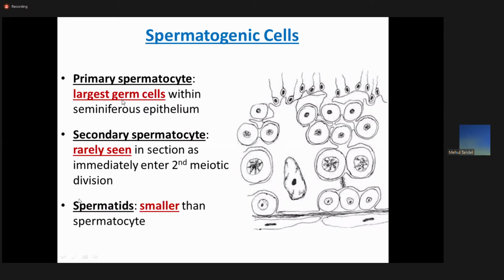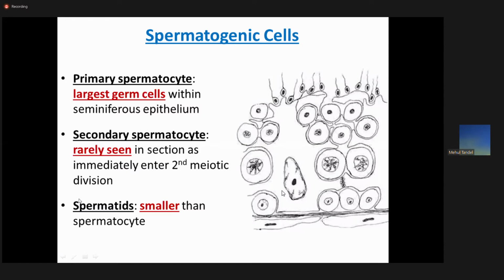Primary spermatocyte is the largest germ cell within the seminiferous tubule. Secondary spermatocyte is rarely seen. Why is it rarely seen? Because after formation, it immediately enters the second meiotic division and is converted into spermatid. That's why secondary spermatocytes are rarely seen. Spermatids are smaller than the spermatocytes. This is how to differentiate various cells under the microscope.